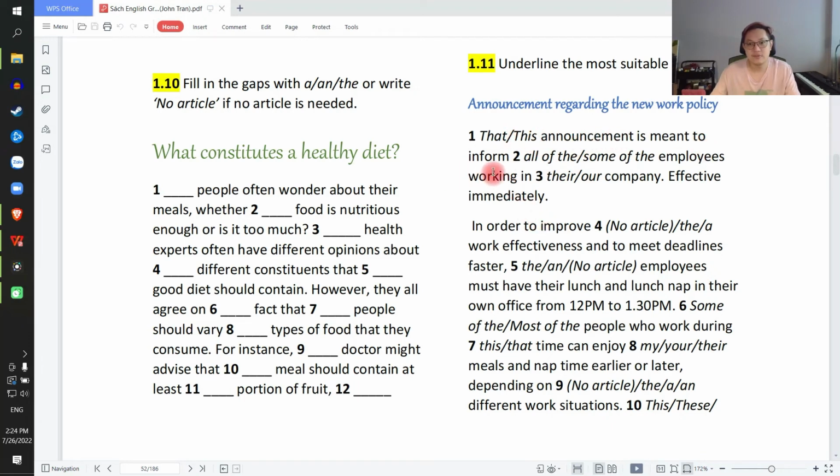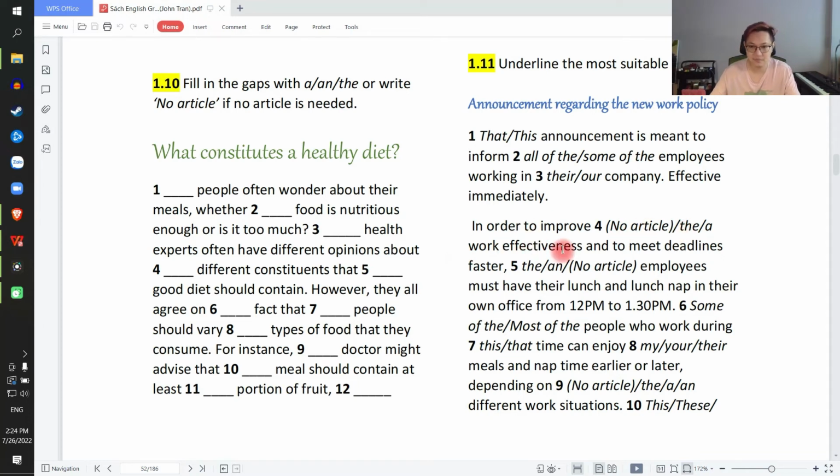This announcement is meant to inform all of the employees working in our company effective immediately. Cái thông báo này thì được dành để thông báo thông tin cho tất cả các nhân viên làm việc trong công ty chúng ta có hiệu lực ngay tức khắc, ngay tức thời. Number 4, in order to improve, number 4 is no article. Because you want to talk about work effectiveness in general, so it's no article. Để cải thiện tính hiệu quả công việc nói chung thôi, không có mạo từ gì cả.